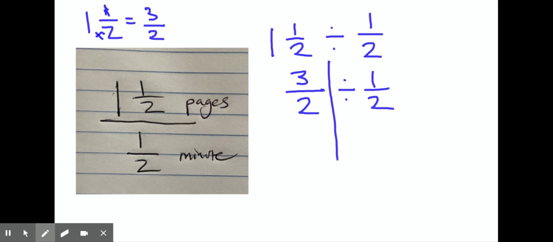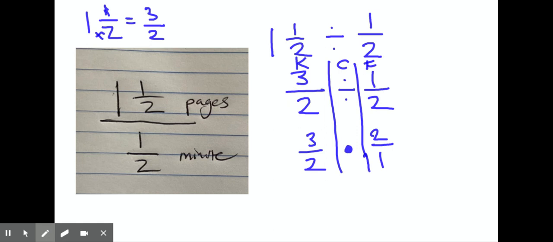My next step is to keep it, change it, flip it. So keep 3 over 2, change to multiplication, and I'm going to flip to 2 over 1. And then I'm going to multiply my numerators. 3 times 2 gives me 6. 2 times 1 gives me 2 when I multiply my denominators. I'm going to simplify by dividing by 2. 6 divided by 2 is going to give me 3. 2 divided by 2 is going to give me 1.